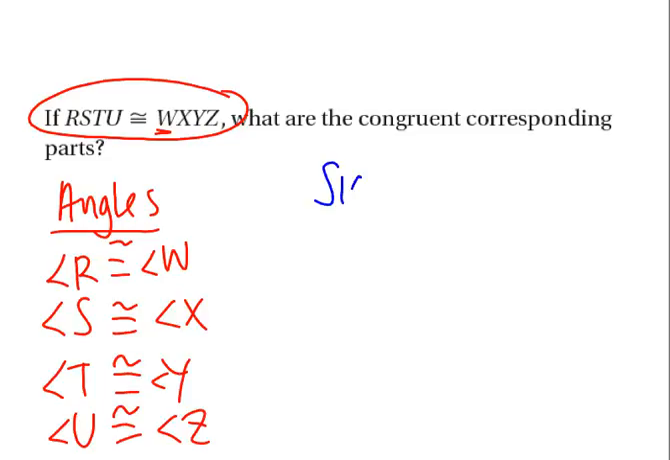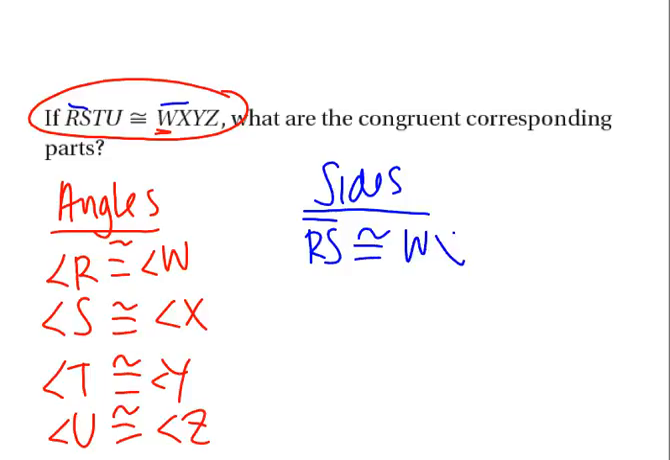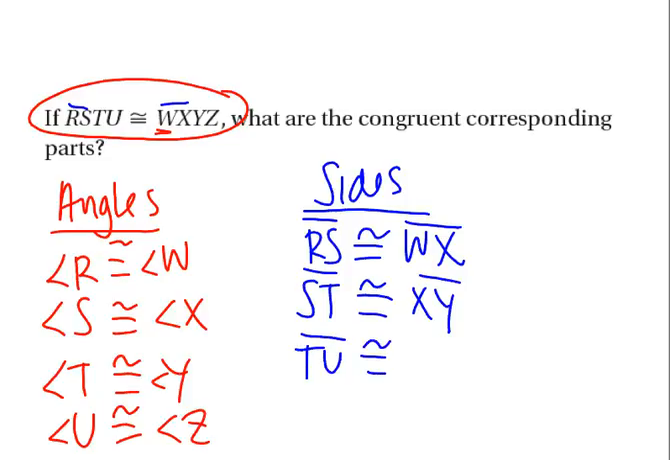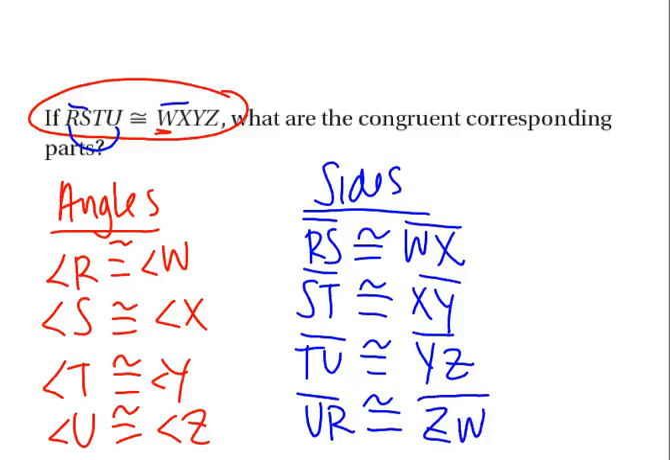Now if you do the sides of our polygon, just pick 2 letters at a time. RS corresponds to the first 2 letters on that side, so WX. ST are the next 2 letters, they correspond to XY. TU corresponds to YZ, and our last one here, I go with my last letter, my first letter, so UR is congruent to ZW. Again, just follow the order of your congruent statement, and that will lead you to the right answer.